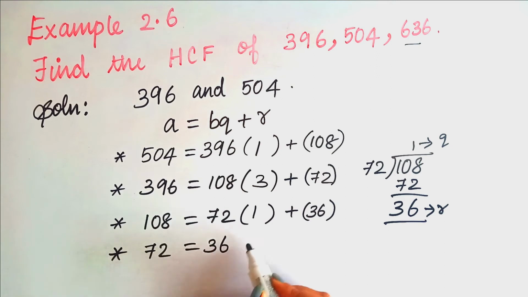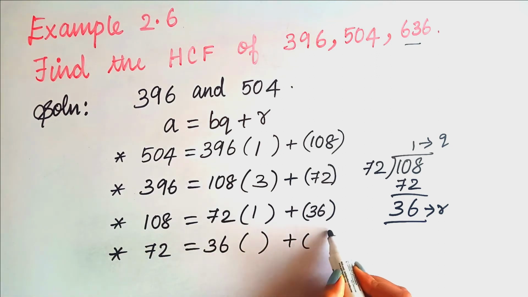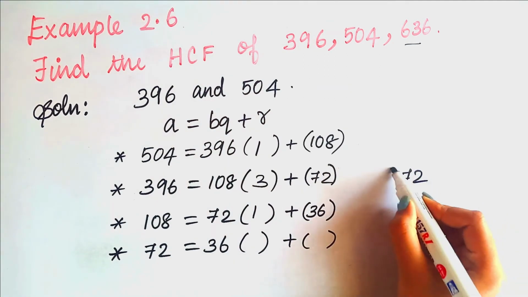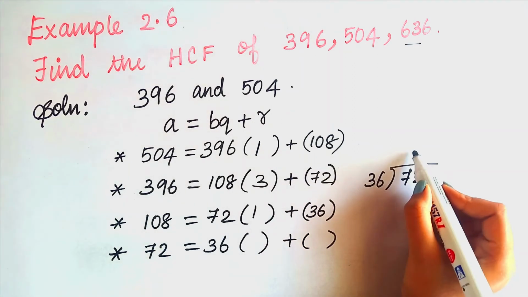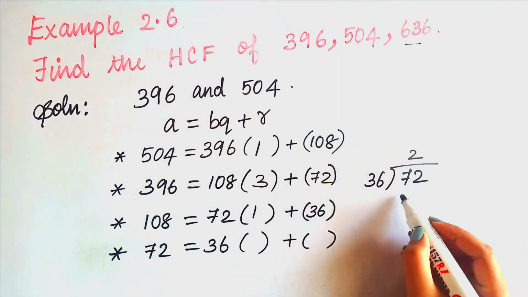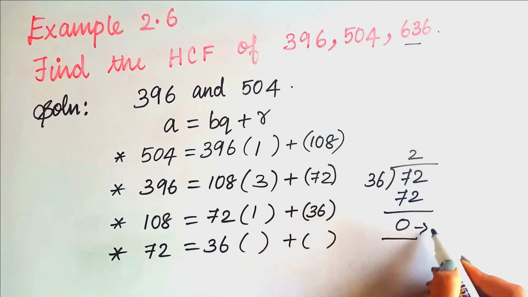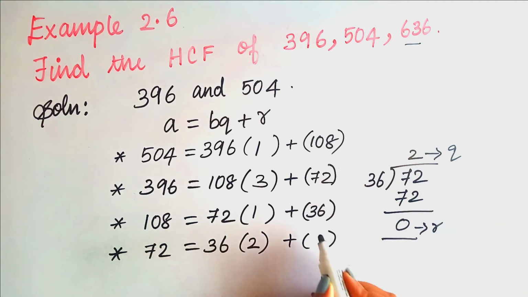So here we have to find the quotient and the remainder. Let's divide. First 72 will be our dividend and 36 is our divisor. So 36 2's are nothing but 72. So therefore our remainder is 0. So this is our remainder and this is our quotient. So let's substitute here. Quotient is 2 and the remainder is 0.